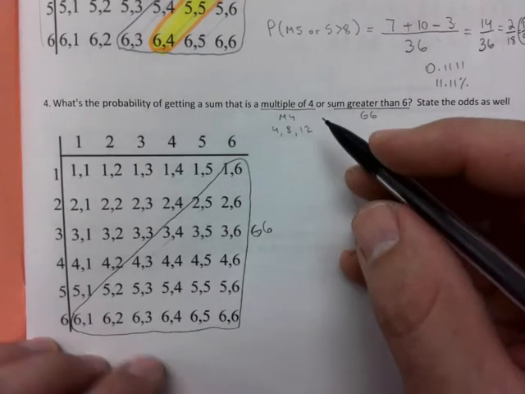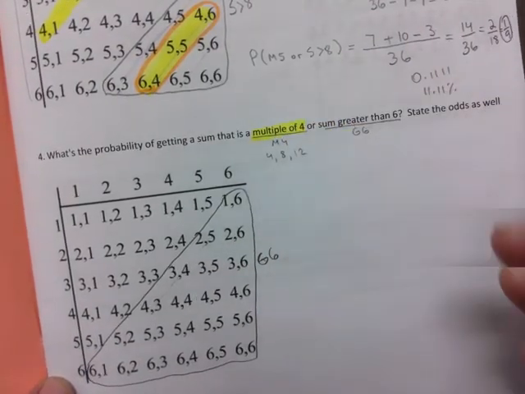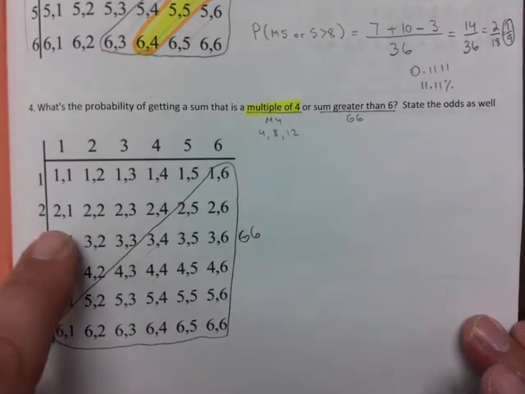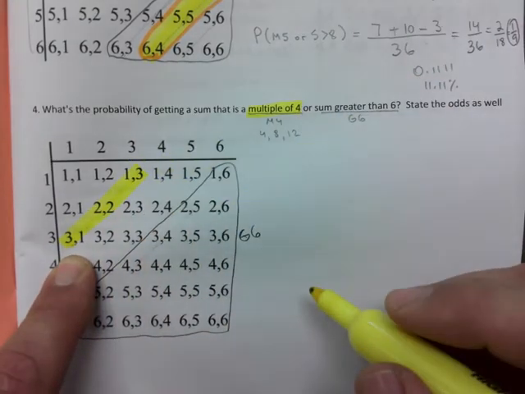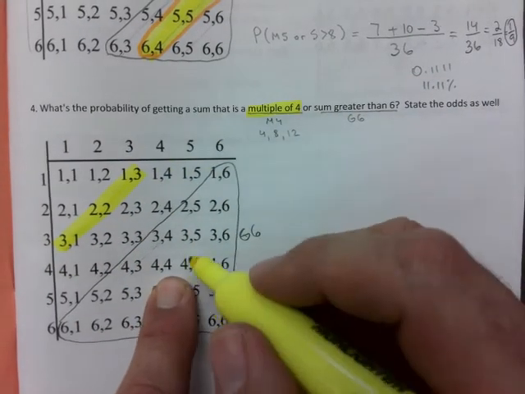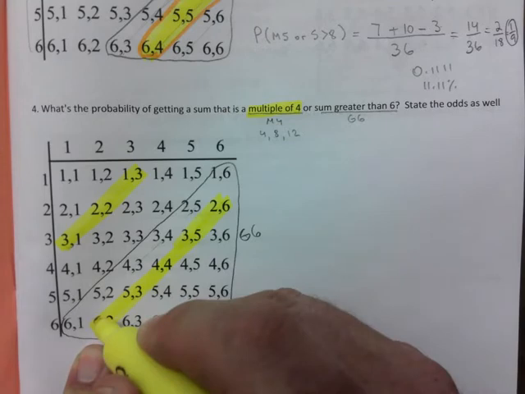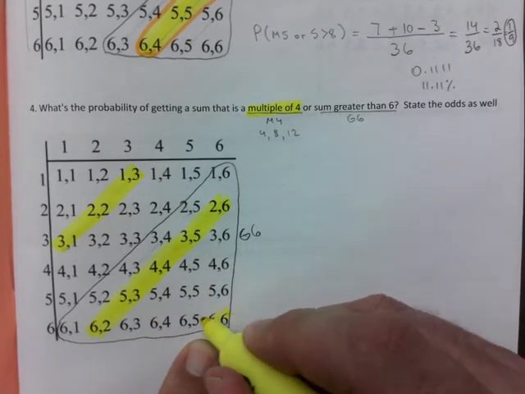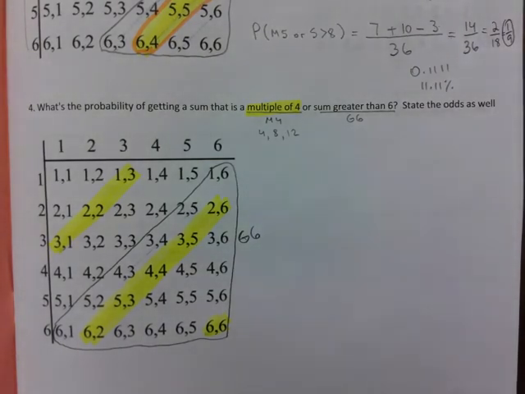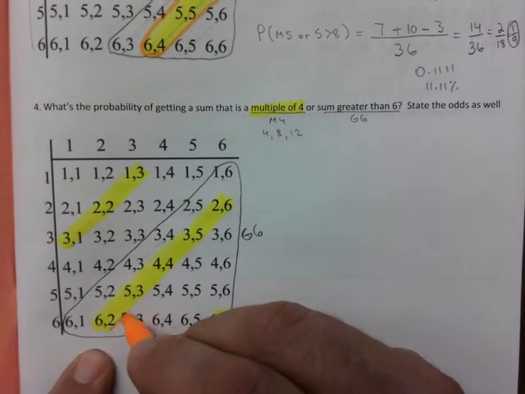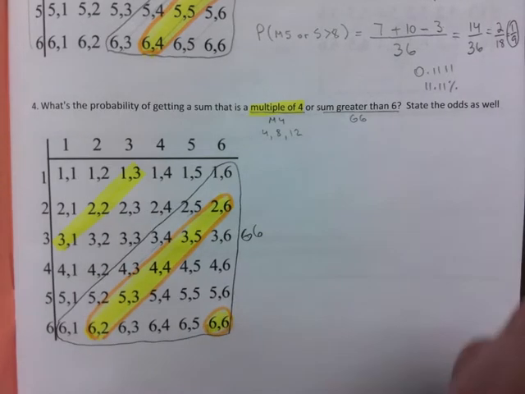And then we will highlight the multiple of 4. A sum that's a multiple of 4. So multiple of 4 would be your 4s. So that would be this. These combinations here add up to 4. And then your 8, which is here: 4 and 4, 3 and 5, 2 and 6, like that. And then we have our 6 and 6 right down here. So no Venn diagram in this case, but I will circle these because we need to make sure we don't count them twice.